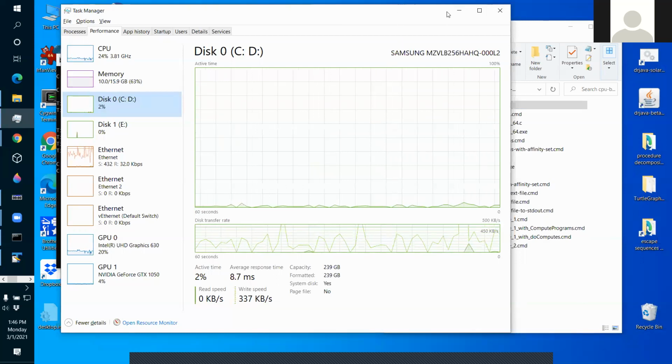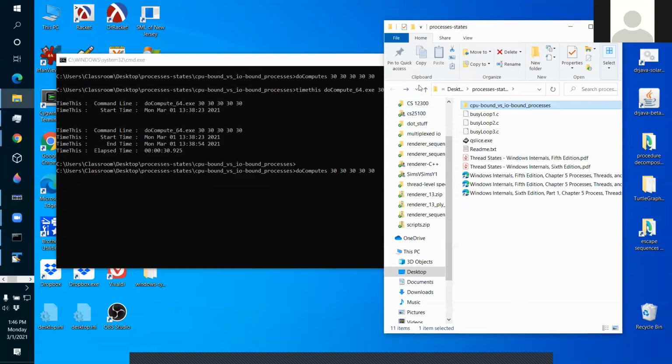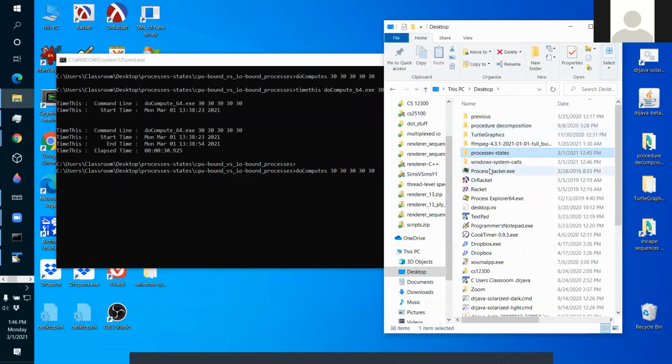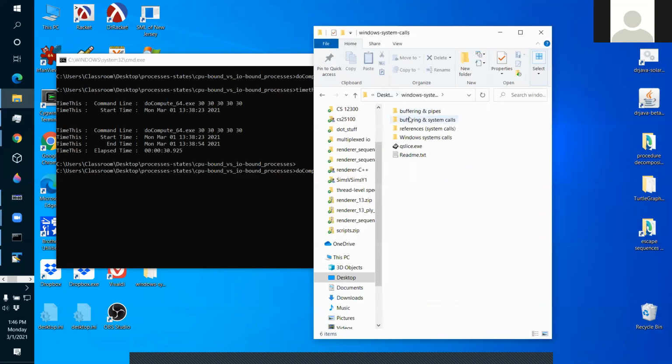Okay, and that's actually the next set of programs. We ran out of time, but the next set of programs starts showing you how to do that. This set of Windows system calls, we'll do these on Wednesday. We're going to do this buffering and system calls folder here. This folder shows you how to start writing fast IO code.